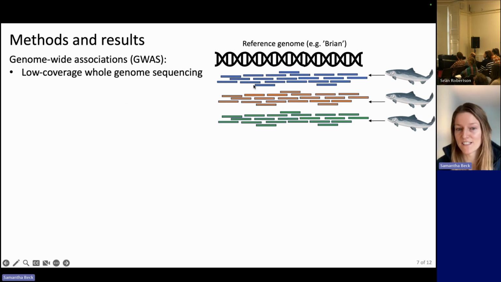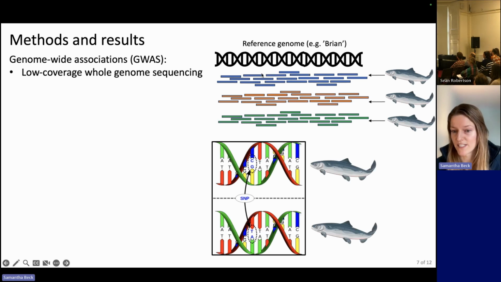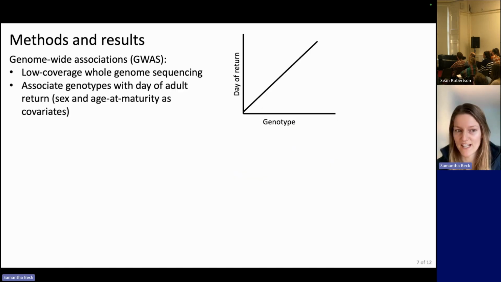Here you can see that it's low coverage because there's only a certain amount of reads that have been sampled for each area of the genome. And then from this, we get our genetic variation, including single nucleotide polymorphisms, otherwise known as SNPs. This is a single base pair change in the DNA sequence, which can vary between individuals. And that's what we'll be using for our association analysis.